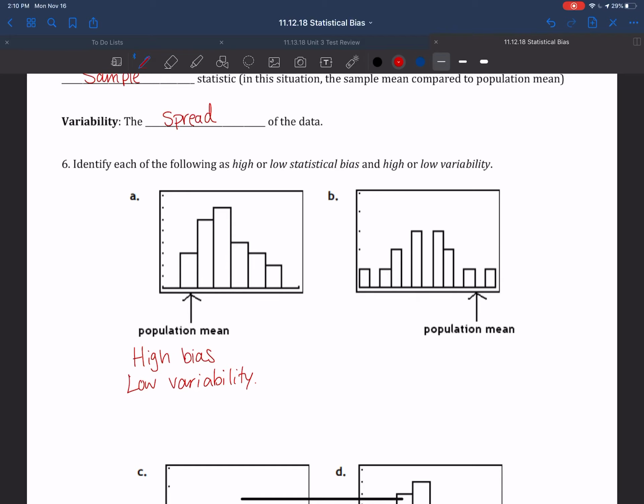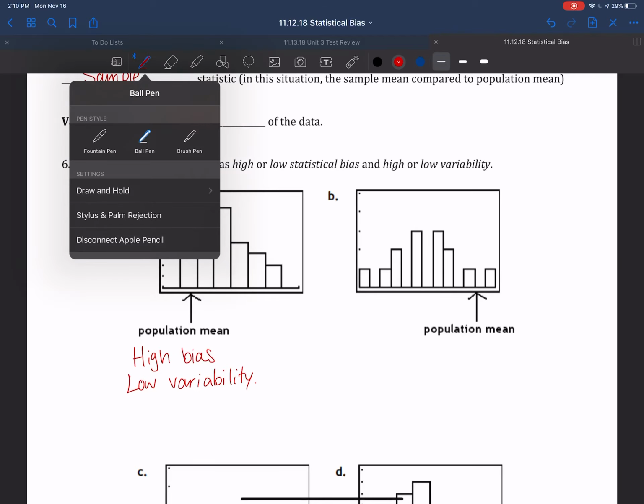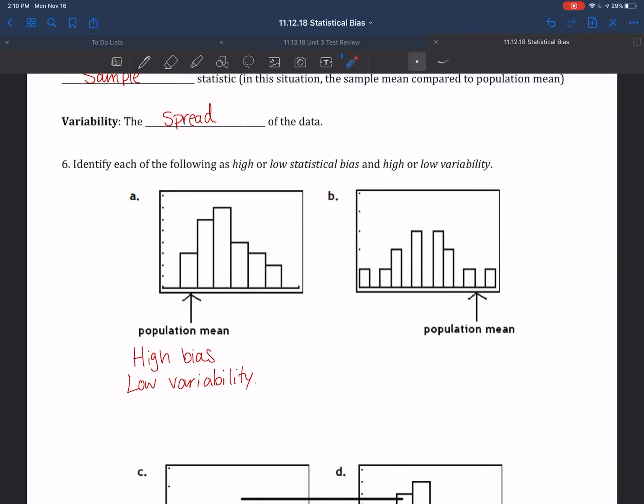Okay? On this one, though, you can see the population mean is way up here, and most of our data is way down here. So instead of a high bias, this one's going to have a low bias. And you can see that most of the data is fairly spread out. We've got some blank spaces here and here, here. So we're going to say this one has high variability.